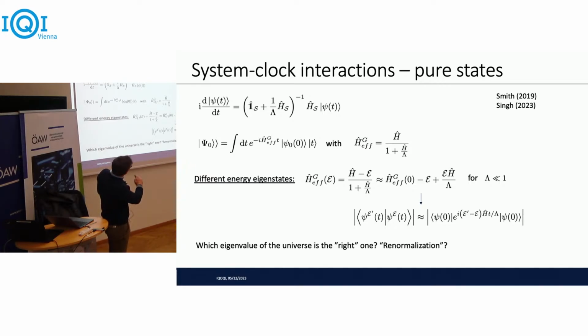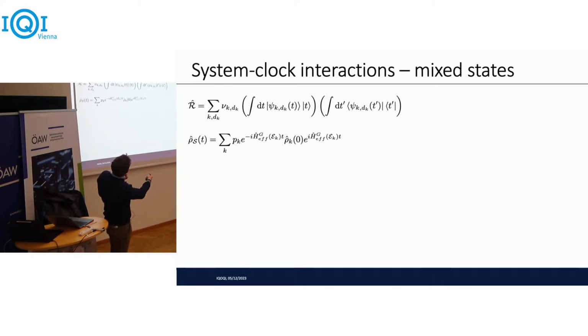OK, but for now, it's not too bad. Things get bad when we have mixed states of a universe. Because, remember that we could write the state of a universe in this way. And now each of these k's evolves with an effective Hamiltonian dependent on the energy k. So what does it mean? That now, in general, this thing is no longer a unitary evolution. But we have a unitary evolution on each eigensubspace of the Hamiltonian of the universe. But they're not the same.